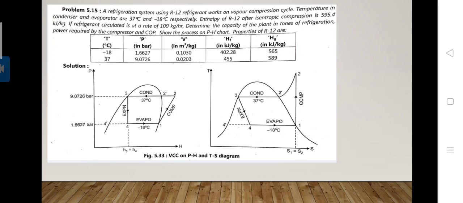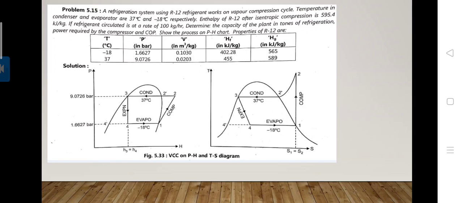One thing to note down is that in all problems they take only the 3 to 4 process as the throttling process, where H3 is equal to H4. Enthalpy before throttling is equal to enthalpy after throttling, that's why H3 is equal to H4, which is equal to 455 kilojoule per kg. So the refrigerating effect is given as RE equal to m times (H1 minus H4). RE is calculated as 3.0555 kilowatt. By the same formula, for refrigerating capacity per 1 ton, the refrigerating effect is divided by 3.517.